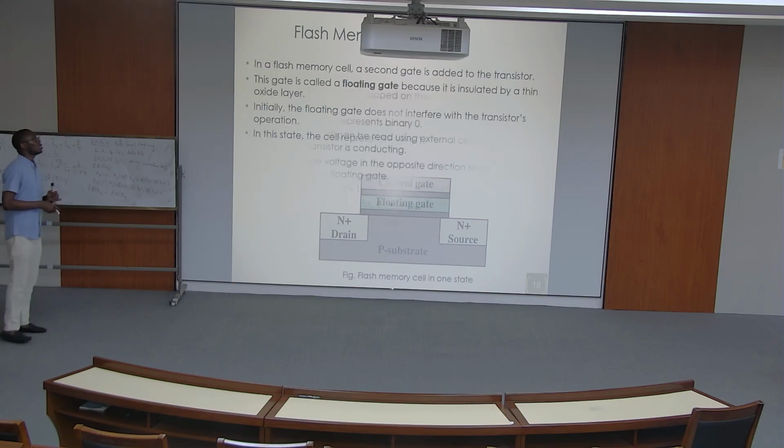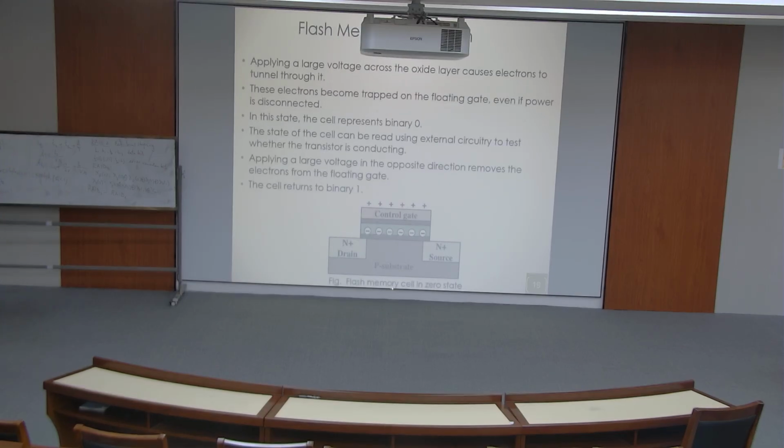Then the next is to see the flash memory in 0 state. You can see that here, in addition to the floating gate, we have applied a large voltage across the oxide layer, which is going to cause the electrons to tunnel through it, and these electrons become trapped on the floating gate even if the power is disconnected. So this is the flash memory cell in 0 state.